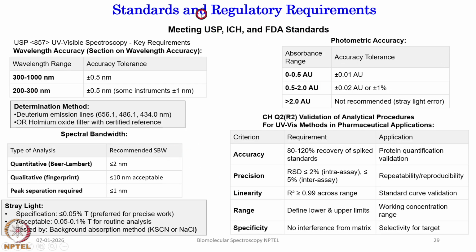When we are using this for pharma applications, you have to meet USP, ICH or FDA standards. They have given the parameters, and one has to match them very carefully: photometric accuracy, wavelength accuracy, standard bandwidth, and then linearity and precision should be there. All these parameters have to be extremely carefully calibrated, and then it can be used in a pharma application.